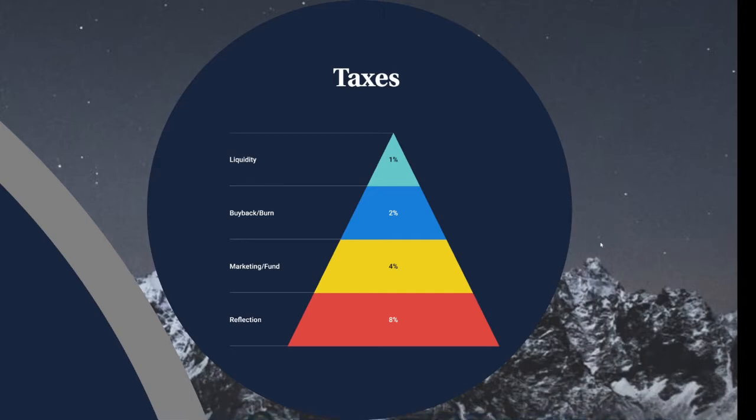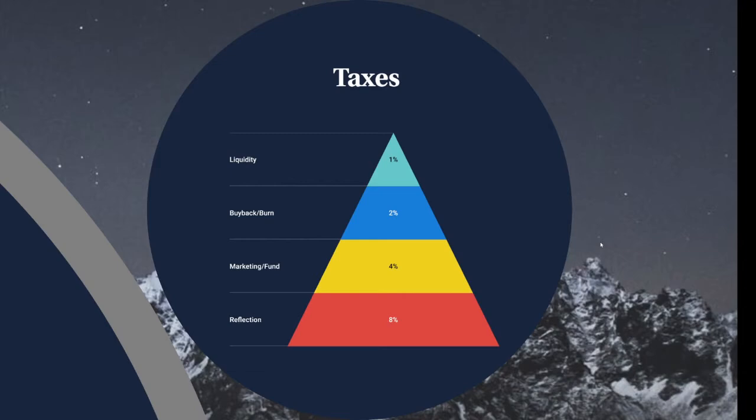4% of the tax is used for marketing and our fund. 2% is used for manual buyback and burns. And 1% is used for automated liquidity. The last two are also very important. With the manual buyback and burn, we are constantly buying back banks at different times, and then we proceed to collect them, and then we will burn the banks.